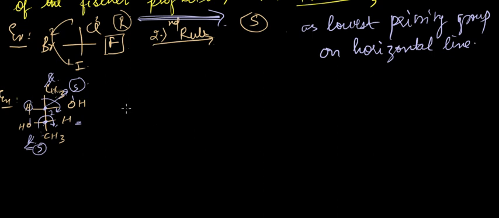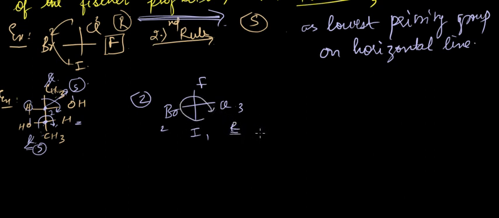Okay, let's take another example. We have fluorine, bromine, iodine, chlorine. So this is the first, this is the second priority, this is the third priority. So this configuration is R, and also the lowest priority atom, which is F, is on the vertical line, hence R is R only. So the configuration of this compound is R only.